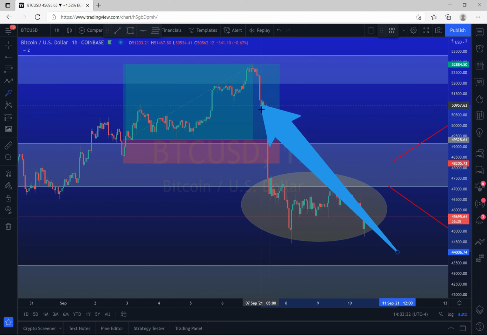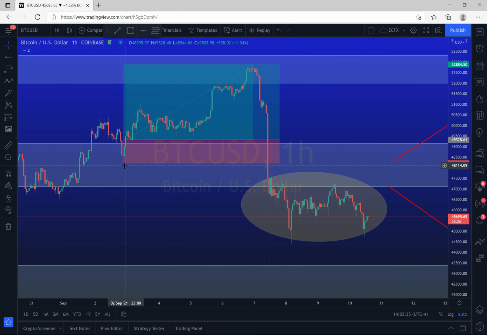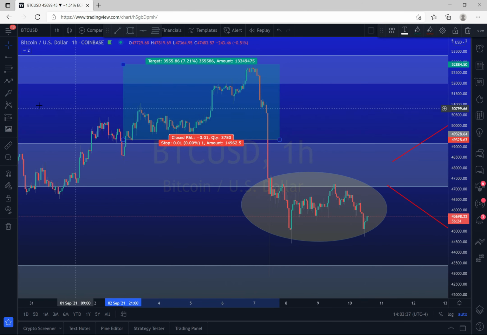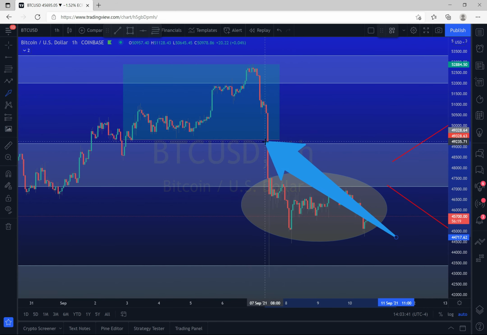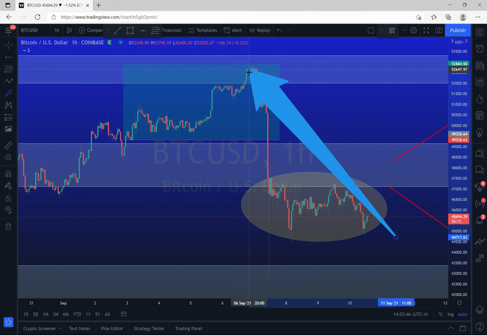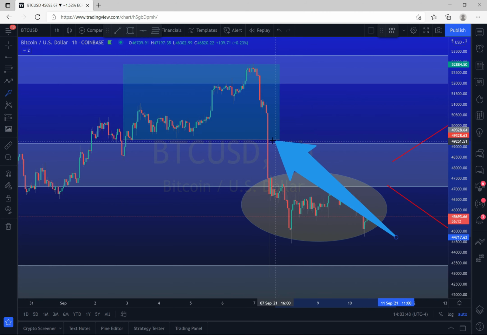Then price ended up coming down to stop us out. But once again, we had moved our stop loss to break even, protecting our trade. It came down and stopped us out at break even. We lost zero on this trade. We ended up winning because we took partial profits. It came down and stopped us out at break even.